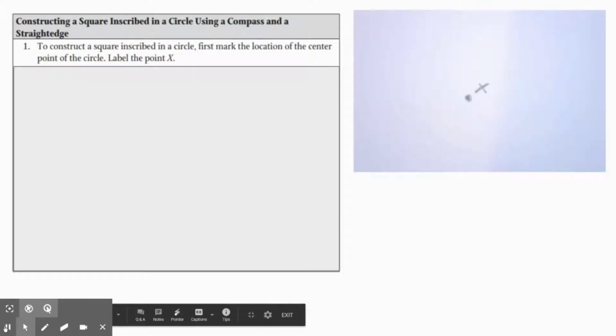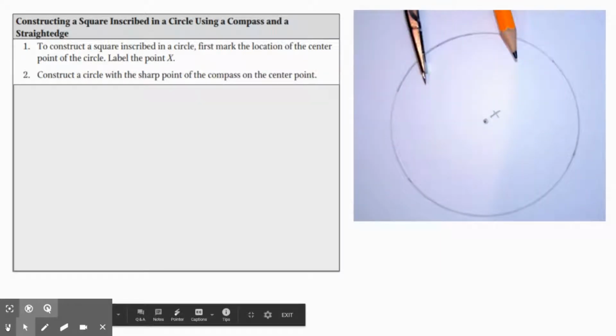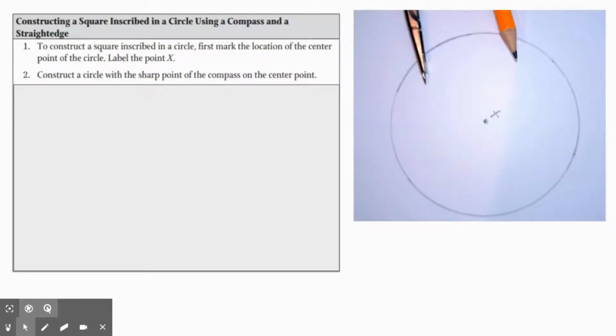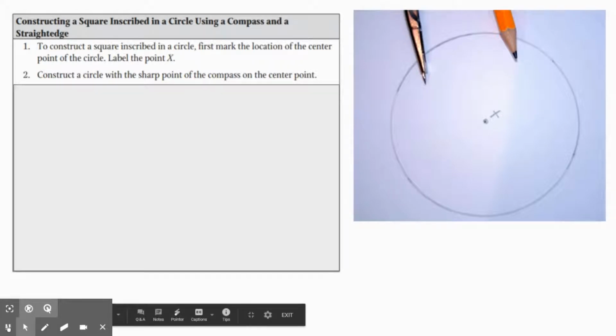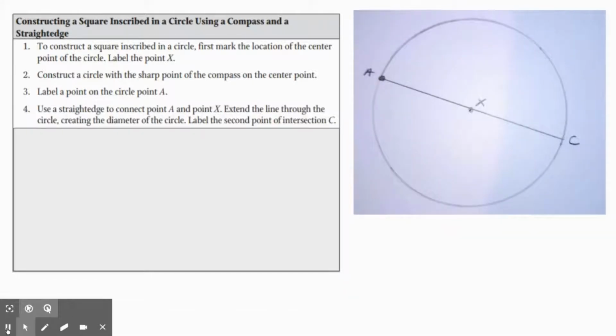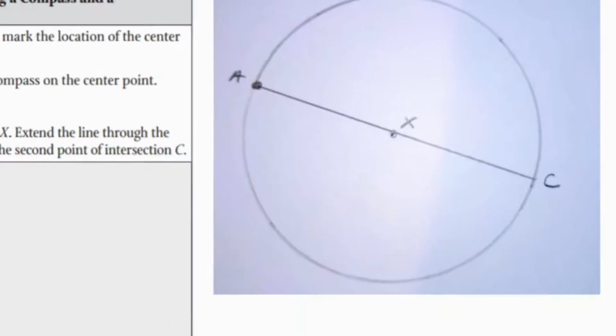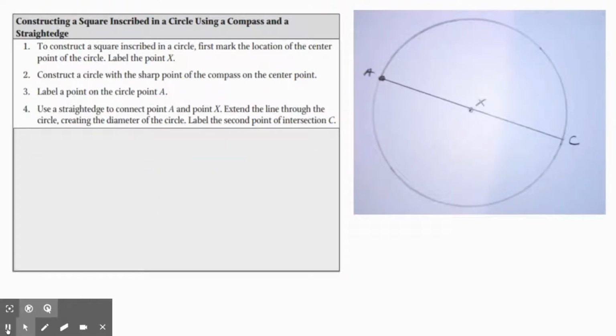First thing we're going to do is pick a point. We'll label it X. And then choosing a reasonable radius, we're going to take our compass and draw a circle with the center of X. Next, we're going to choose any point on the circle, label it point A. Using our straight edge, we're going to construct a line segment that goes through X, which is the center, to some point C on the opposite end of the circle. Yes, that is called a diameter.